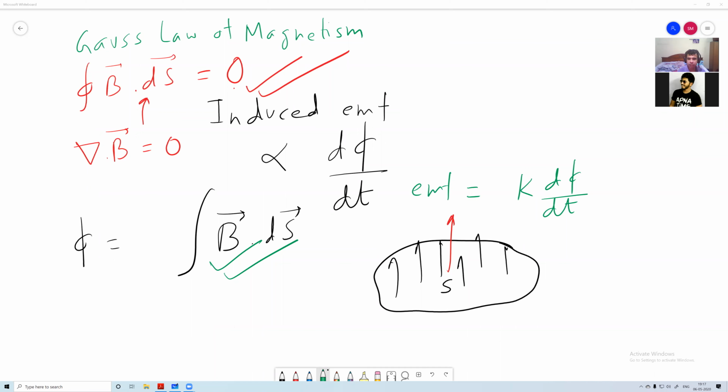K is -1. So EMF is minus d phi by dt, right? You must have studied this equation in, I don't know about college, but in high school you must have seen it.